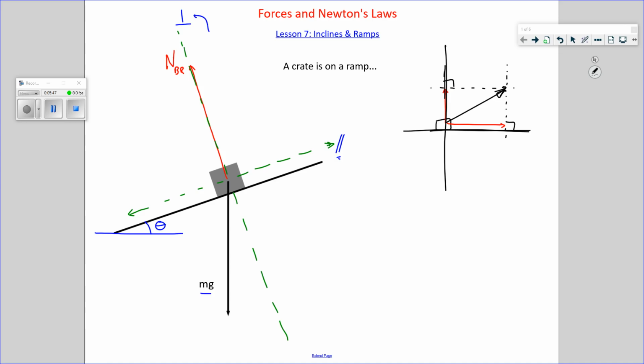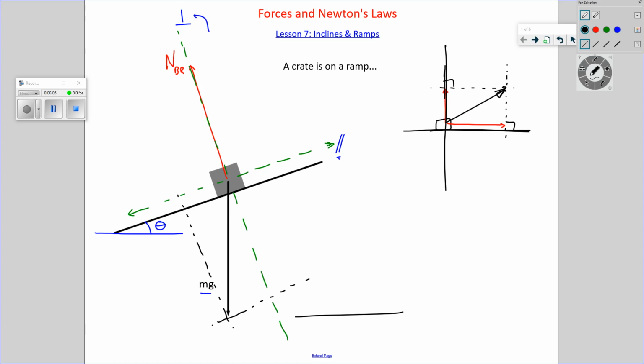And I want you to notice that when I draw this, I'm not drawing it horizontal, right? And when I do this, I'm not drawing it vertical. I'm saying how far along our coordinate axes does this mg vector point? And part of it that I'll call mg parallel is that long. And another part of it that I'll call mg perpendicular is that long.